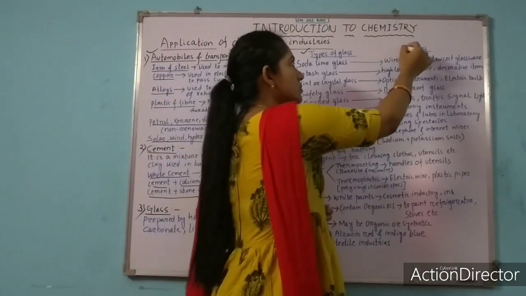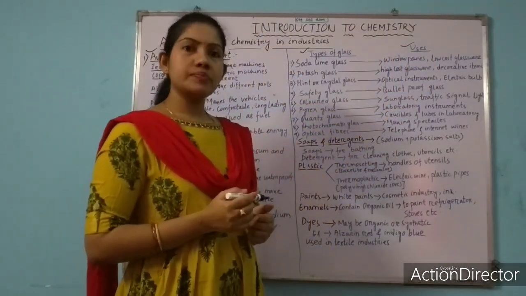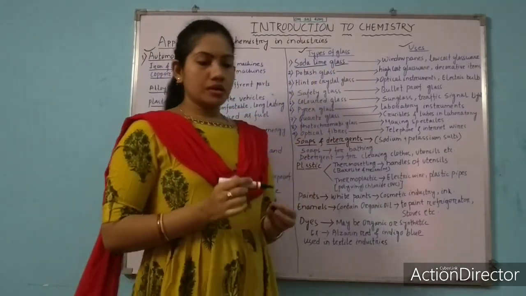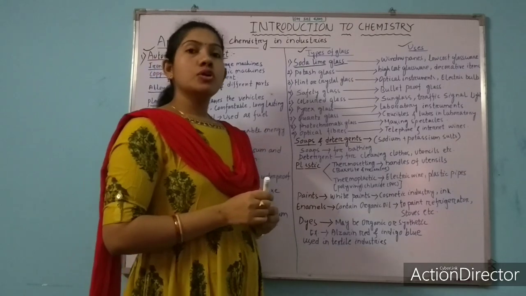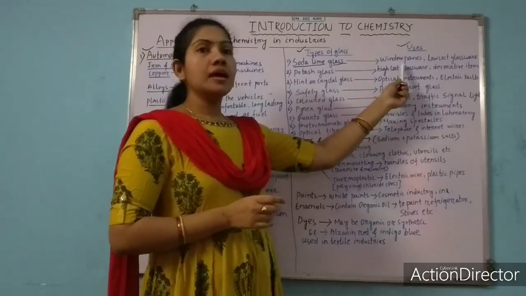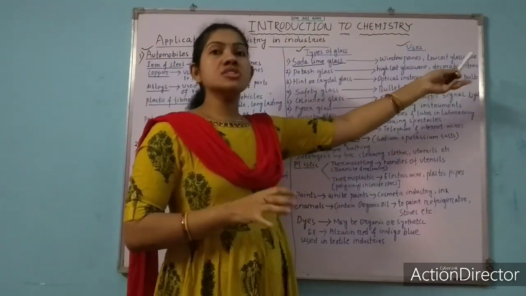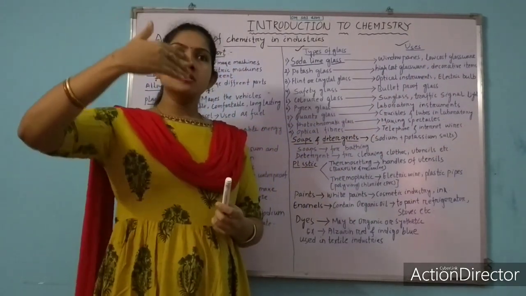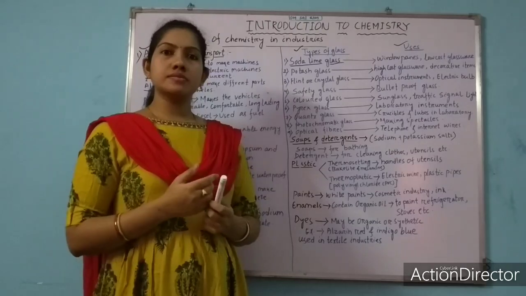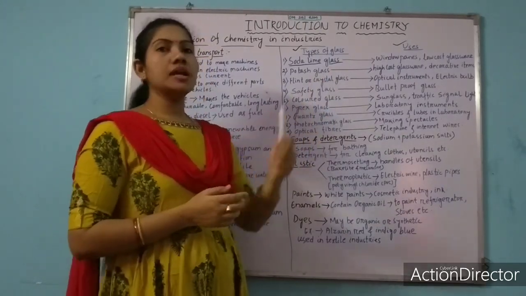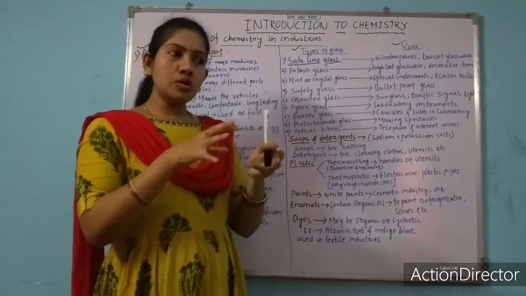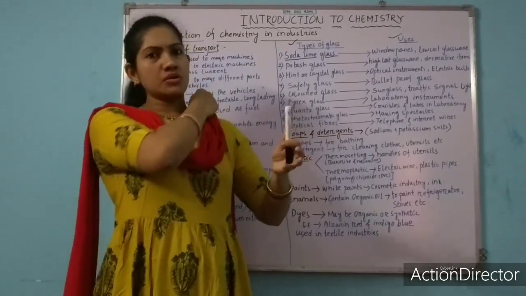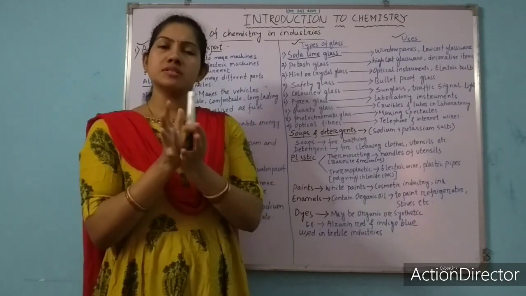And what are the uses of the types of glasses? Number one, soda lime glass. It is a kind of glass which is used to make window panes and low cost glasswares. You can see in some of the windows we are using glass, that is soda lime glass, and to make low cost glasswares also.